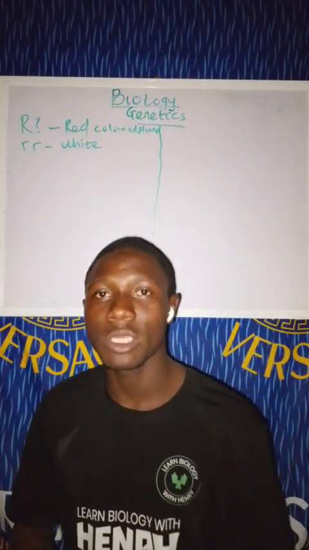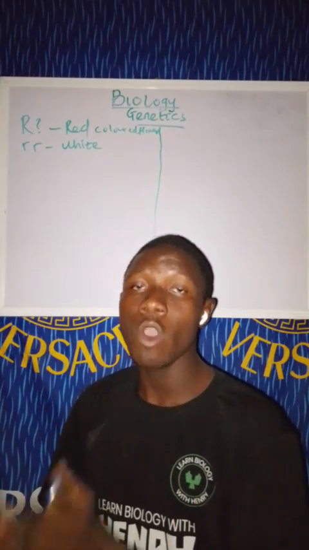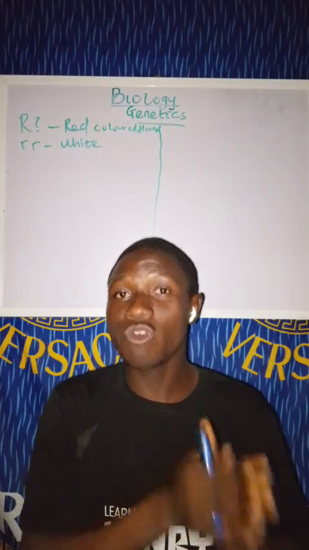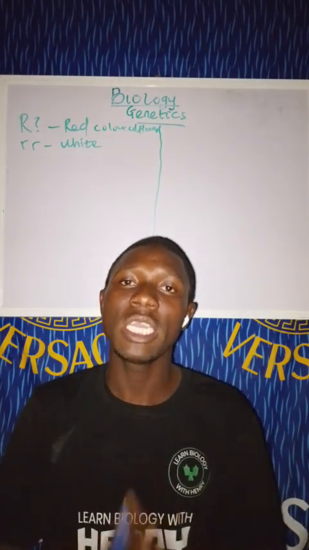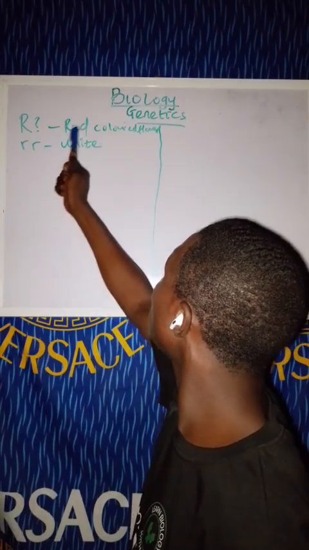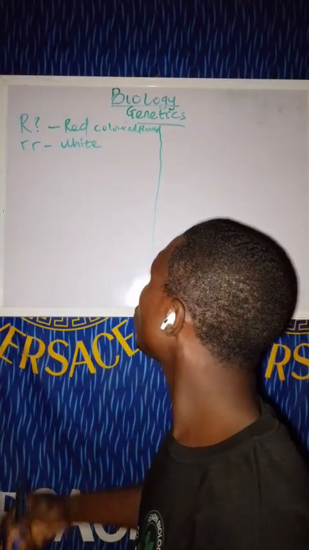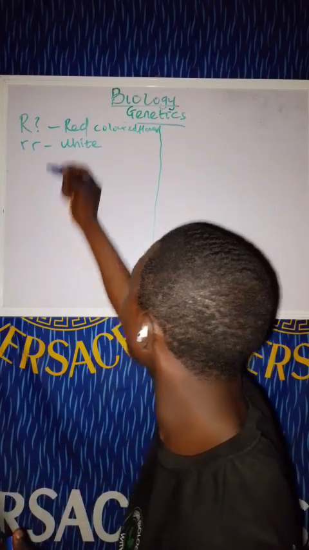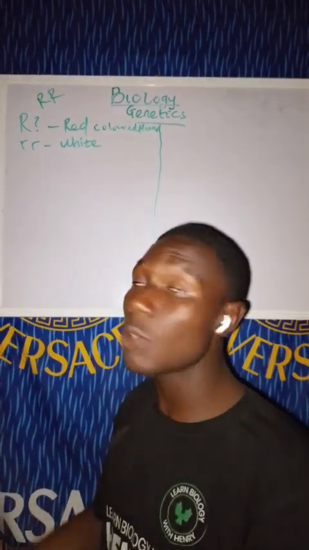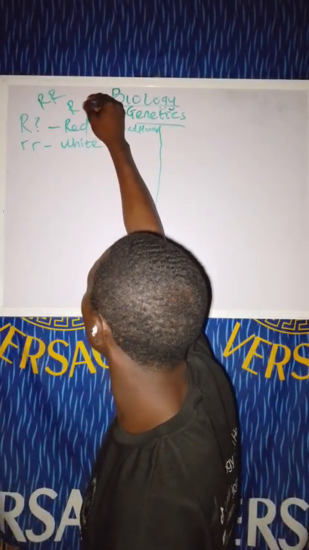What is a test cross? A test cross is a cross between an individual who is homozygous recessive for a given trait and an individual whose genotype for that same trait under consideration is unknown. For instance, in this case, we don't know the genotype of this red colored flower. We don't know if the red colored flower is homozygous for that trait, that is, if it has the same allele represented with capital letter R, or heterozygous for that trait, that is, it has different alleles, capital letter R, small letter r.